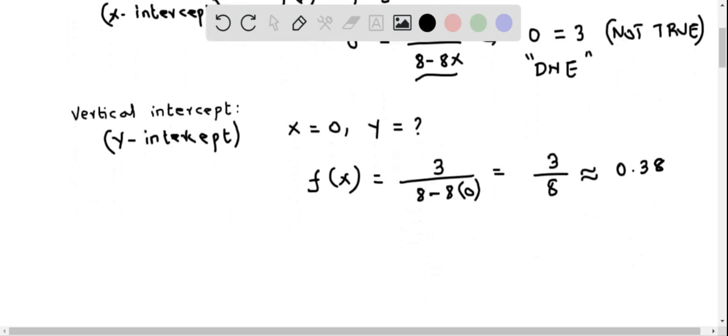So let's give this y-intercept in ordered pair form. We put x equal to 0, and the value of y is 0.38, and this is the y-intercept in ordered pair form for this function f of x.